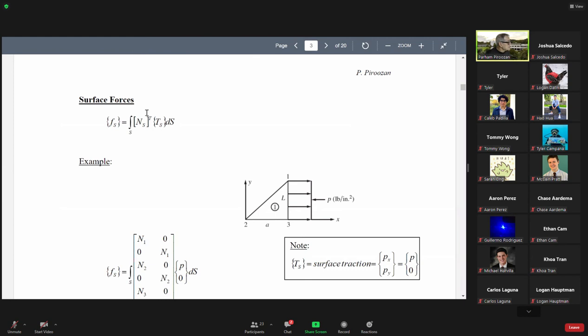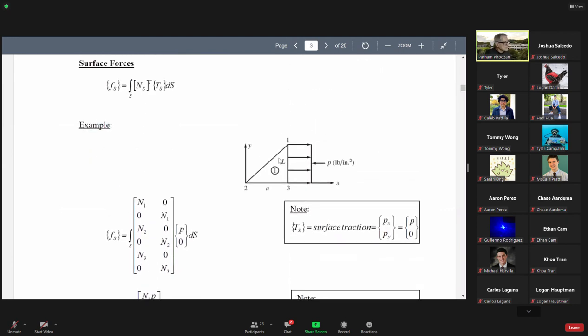As an example, let's look at this triangle. Nodes 1, 2, 3, it has length L, and this side is A. We are applying this traction on this side with P. We are pulling this. Let's see what happens to these surface forces in this case.